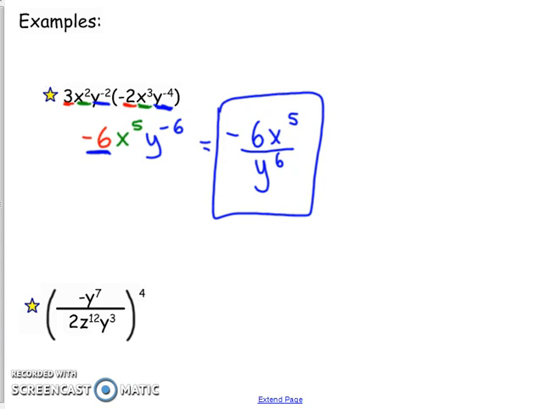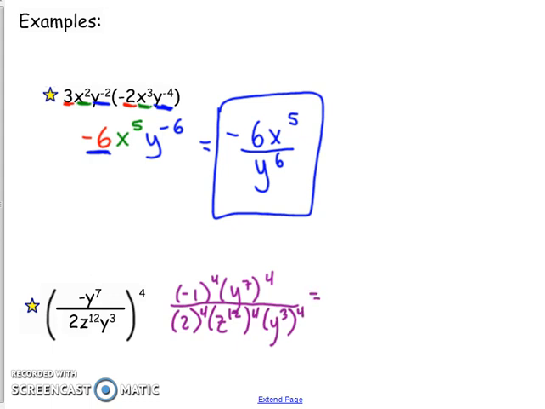Okay. Now with the second one, we want to take into account the negative in front of the y to the 7th. So this is really like saying negative 1 to the 4th, y to the 7th to the 4th, because we're distributing that 4 exponent to everything in the top. So it has to apply to that negative as well. And then on the bottom, we have 2 to the 4th, z to the 12th to the 4th, and y to the 3rd to the 4th. So negative 1 to the 4th power is just 1.